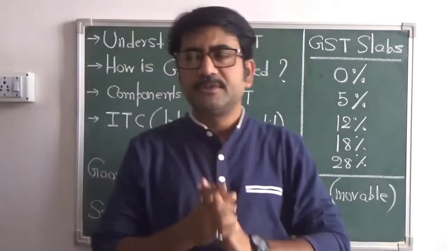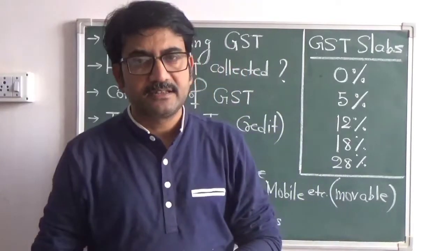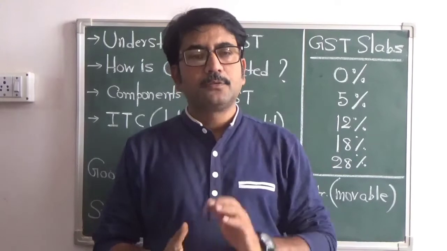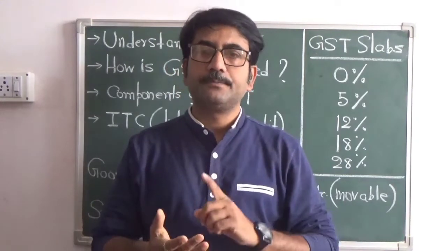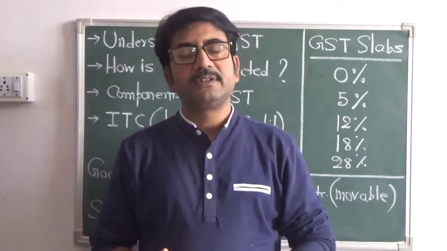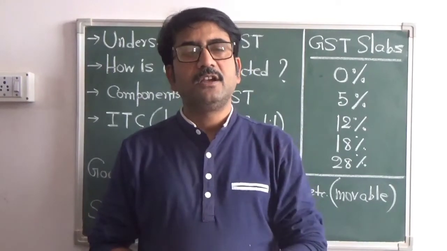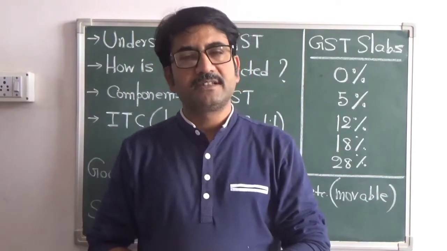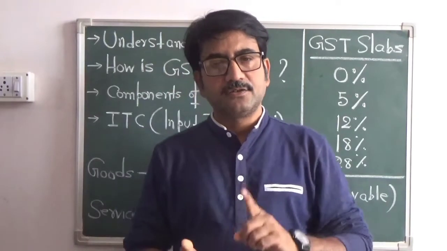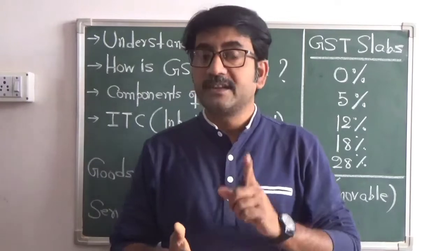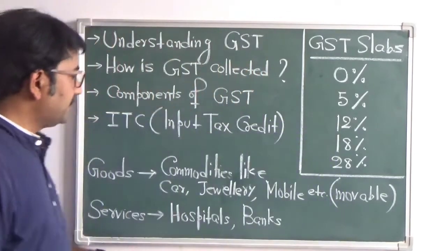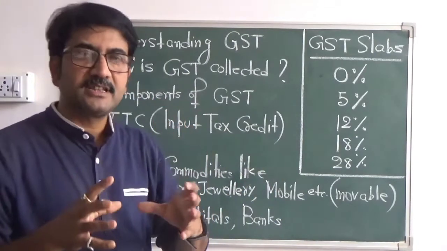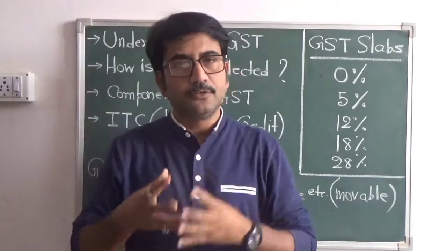Now the name of the chapter is Goods and Services Tax. So let's first understand the two terms, goods and services. Goods means the commodities which we can purchase and bring along with us home. That is every kind of movable property other than money and security. For example, purchasing a car, jewelry, mobile phones, etc. These we can purchase and bring along with us home.